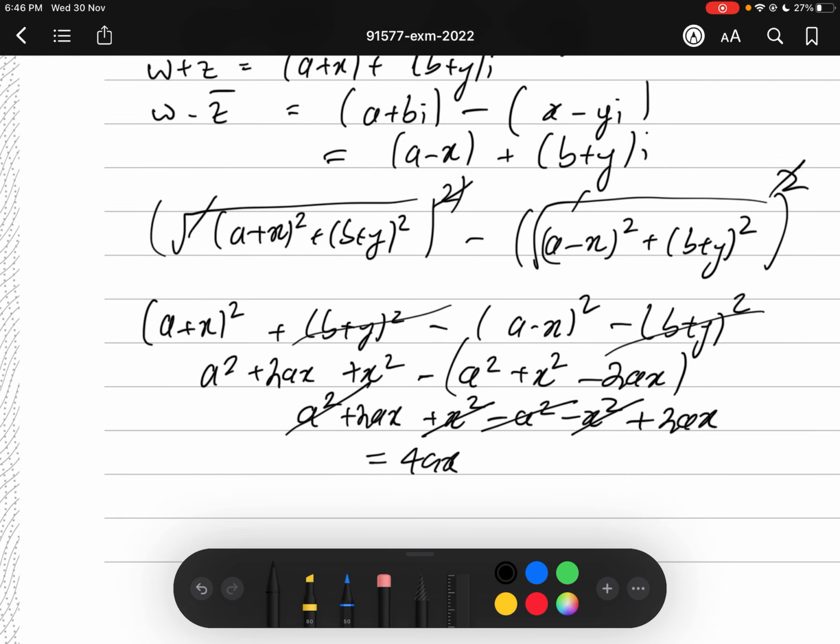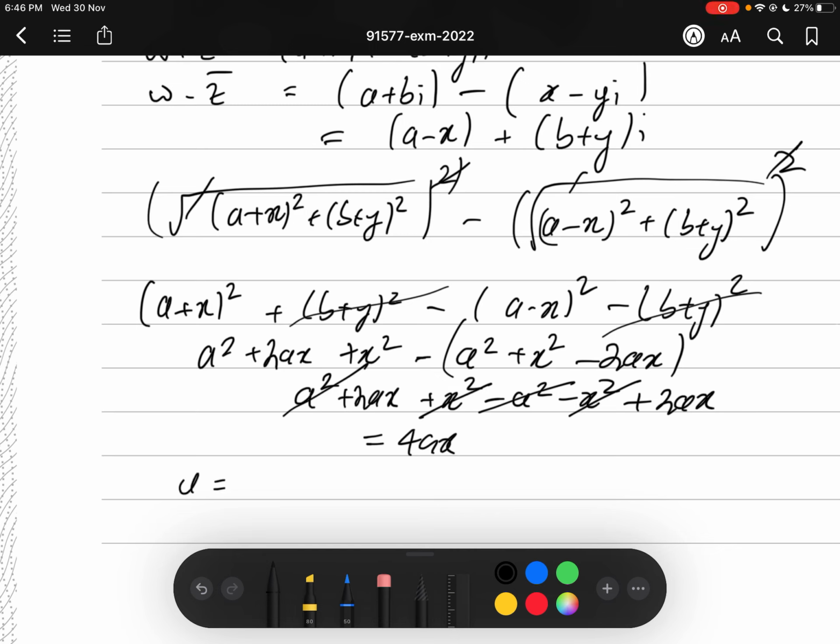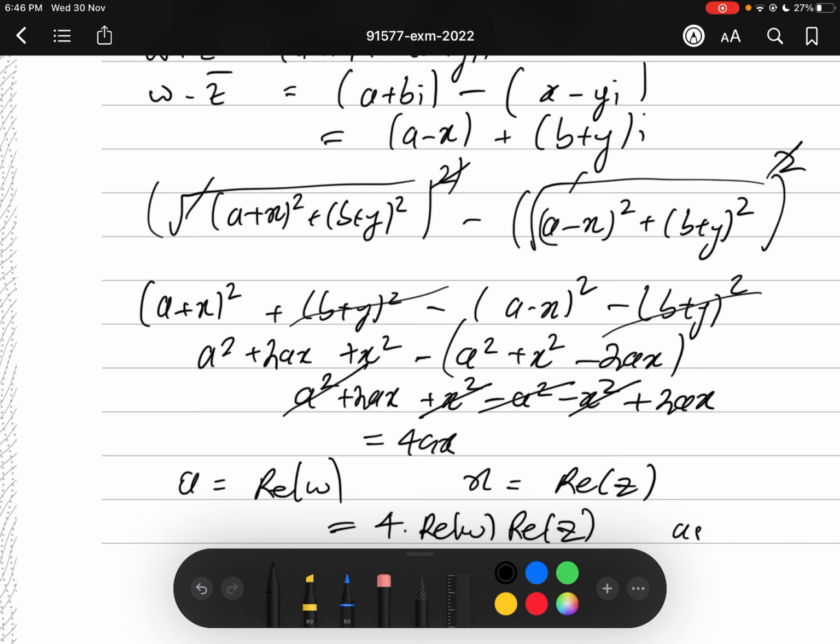But what is a? a is equal to the real part of w. What is x? x is equal to the real part of z. So this just simplifies down to 4 times the real part of w times the real part of z, which was required. So as required.